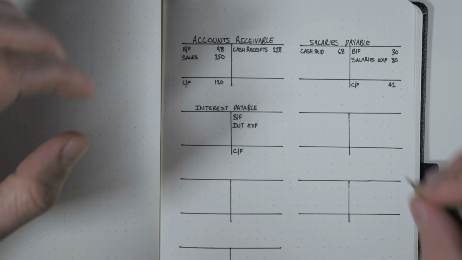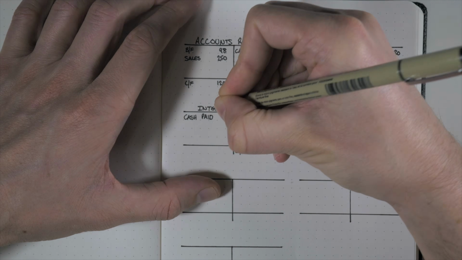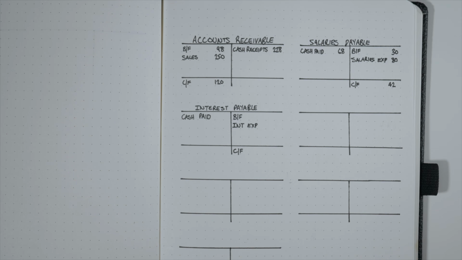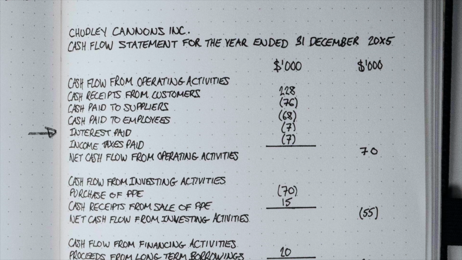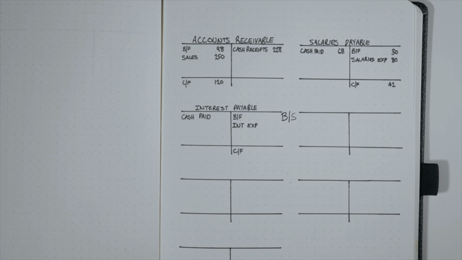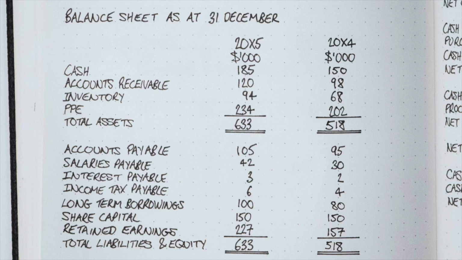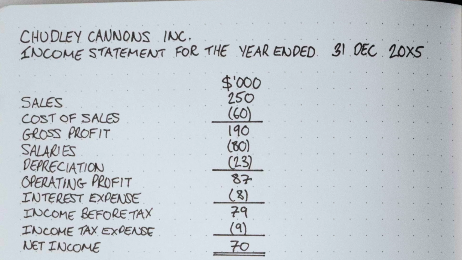On the left side, the debit side, we are looking to solve for interest paid, which should tie back to the cash flow statement. We are again going to look for the opening and closing balances in the respective balance sheets and for the interest expense in the income statement. So here we go. The prior year balance sheet shows a closing balance in interest payable of 2. The current year balance sheet shows a closing balance in interest payable of 3, and the current year income statement shows an interest expense of 8.